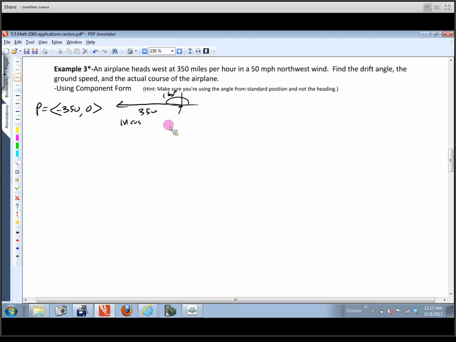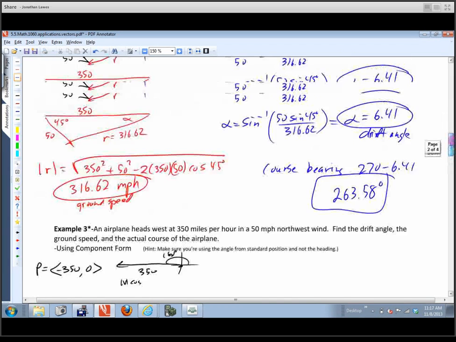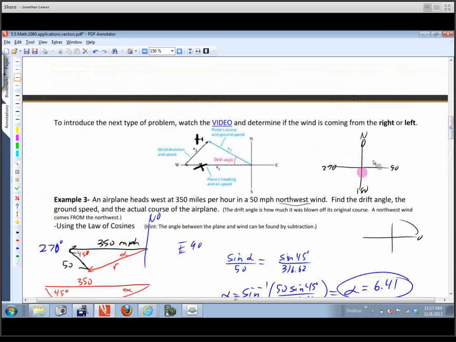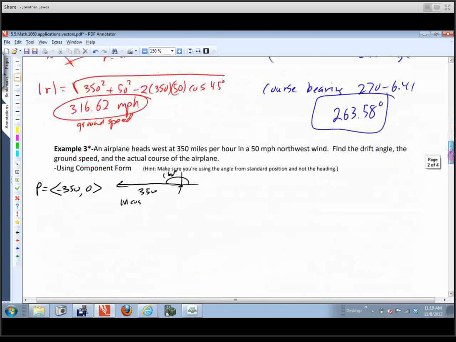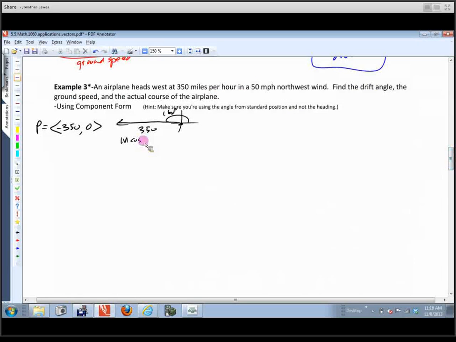Okay? Again, don't get confused. Remember, these are the bearings, and then we still have to do our calculations using standard position being 0, heading off here to the right. So that would be 180 degrees. So cosine 180, and then this would be the magnitude of the vector times the sine of 180. Well, the sine of 180 would be 0, that's why that's a 0, and the cosine of 180 would be -1, so that's why this is -350. So we've got the plane taken care of.